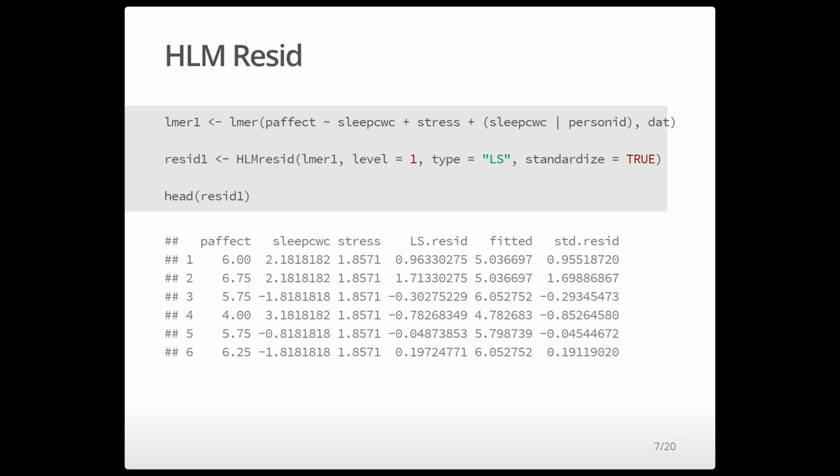So here we're going to take a look at what the hlm_resid function does. So first we fit our model, then we call hlm_resid, and here I'm doing level 1, type equals least squares, and I'm asking for the standardized output. And so you see what this gives us is a data set with the outcome and predictors, the raw LS residual, because I called LS, not empirical Bayes. This is the actual fitted value, and then the standardized residual.